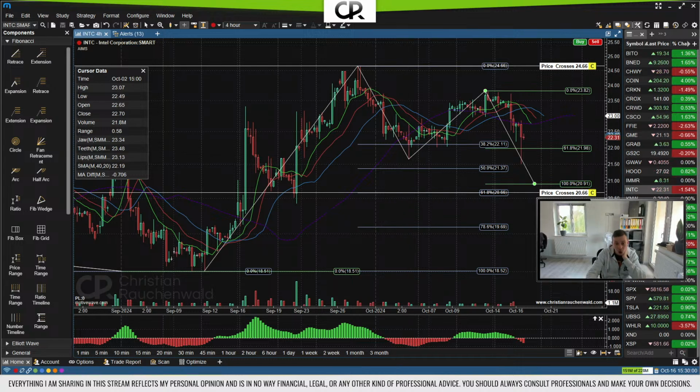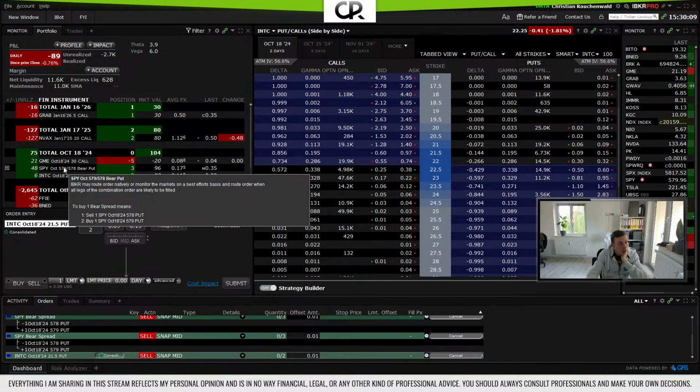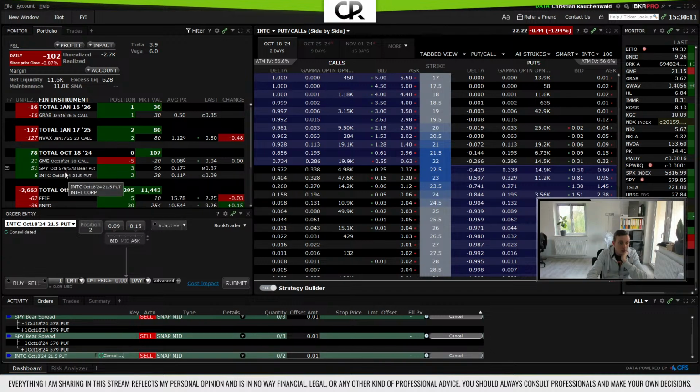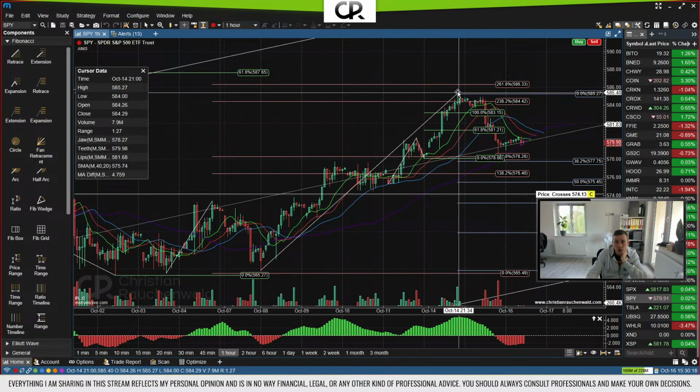So, additionally, I also created another play. We have the bear put, or bear, what's it called? Bear spread in SPY. Where we are, markets are opening. Intel is in profit right now. We are also in profit in SPY, because our assumption in SPY is or was that we are basically going to correct from down here. We got in very well.